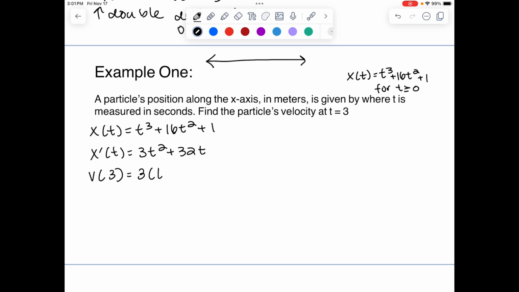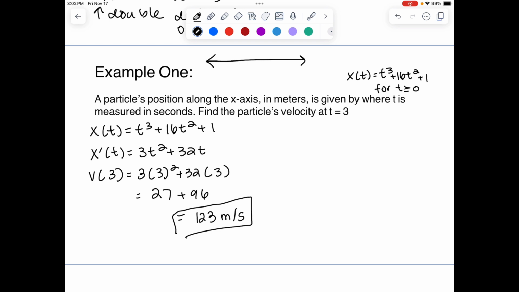And so if I want to find what velocity is, I'm just going to plug in 3 for t. I'll get 3 times 3 squared plus 32 times 3. This ends up being 27. This ends up being 96. And if you add those together, you'll get 123. But because this is a real world situation, I need to add context. So it's 123 meters per second. And so that is the particle's position along the x-axis, or sorry, that is the particle's velocity at time equals 3.